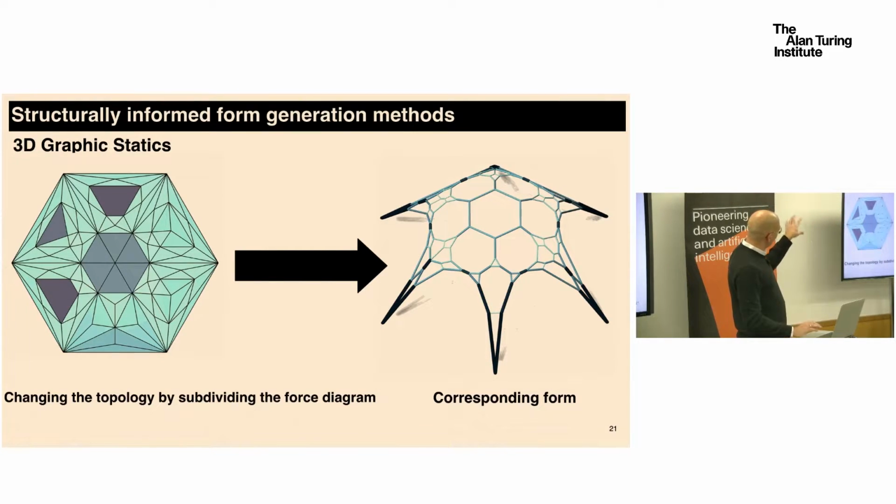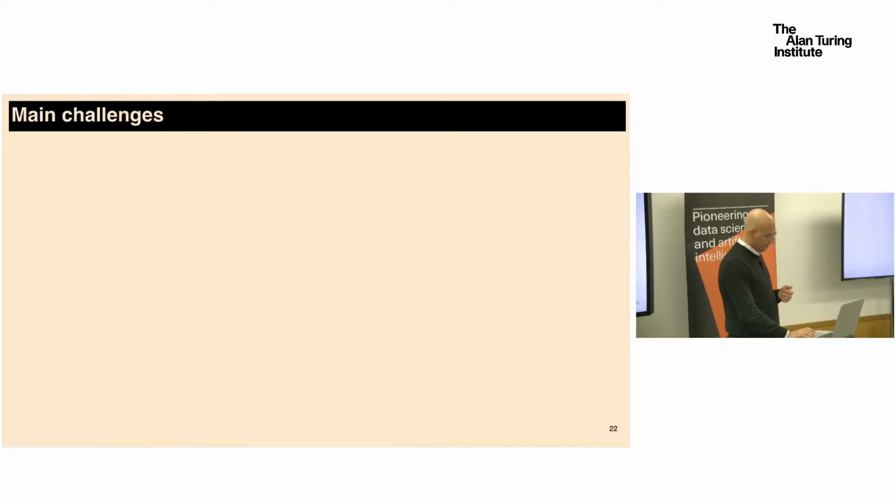So in this case, I'm trying to be abstract, otherwise I could go to the details. Here we have 3D graphic statics, and then we have a polyhedron which represents the force. And then as long as they are in equilibrium, you can build the form. But again, the problem is that you are changing the topology here. In the previous case, topology is fixed. In this case, we are changing the topology by subdividing the forces. So for example, if the force is really high, we subdivide it into smaller elements, but by that, the topology is changing, and you don't know what happens to the form. So these are the main challenges.